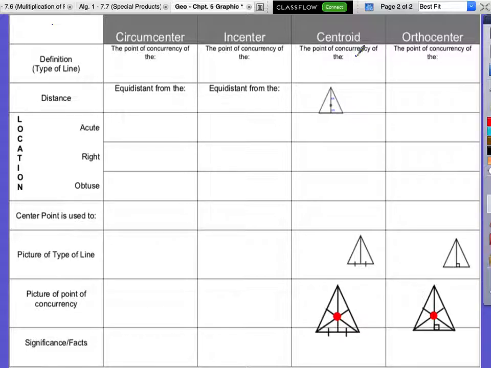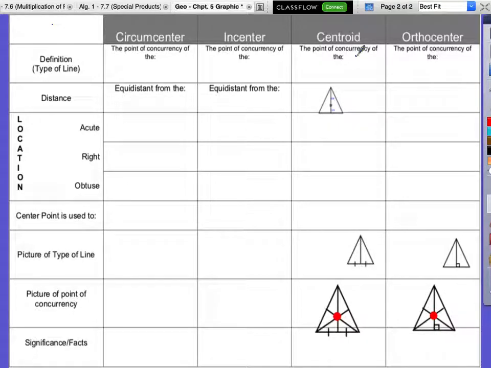So, we have these four parts that we learned about, these four points of concurrency. First of all, what's a point of concurrency? What did point of concurrency mean? Where three or more lines meet. Concurrent lines are three or more lines that intersect at the same point. The point of concurrency is where three or more lines meet.